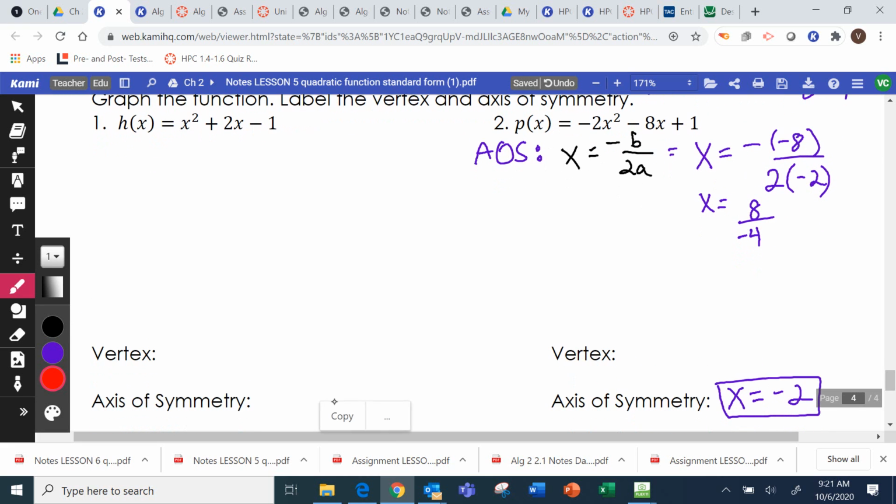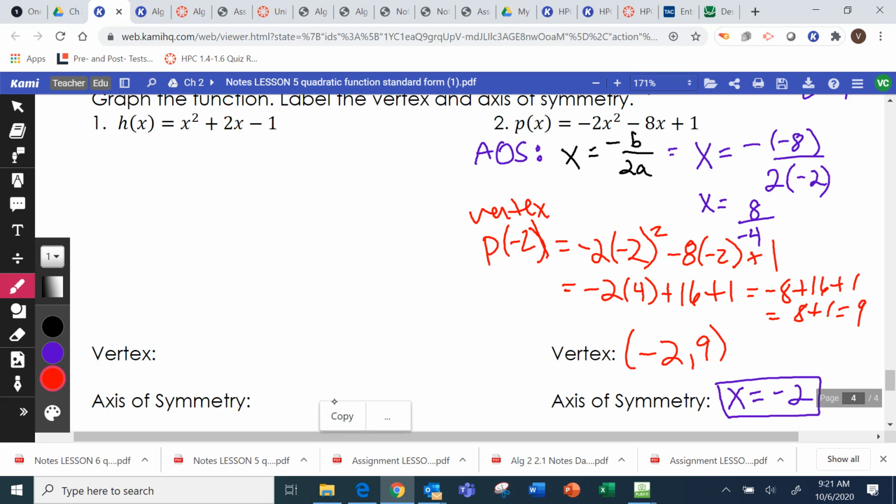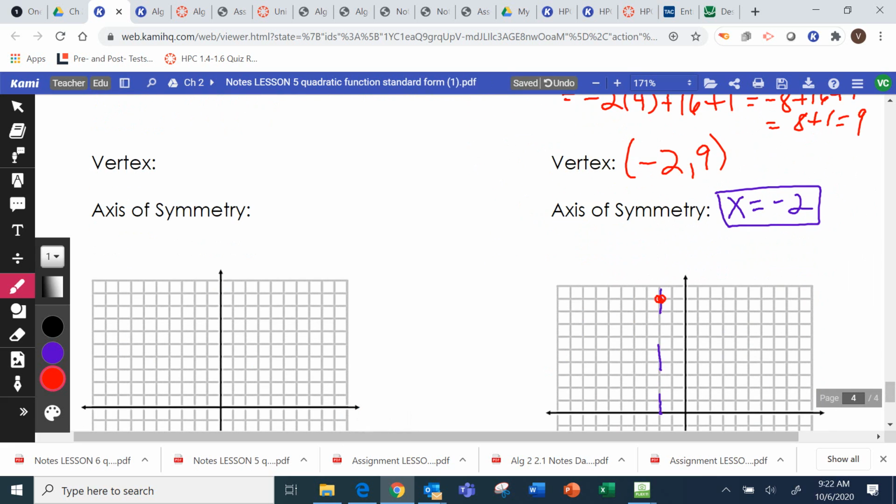For the vertex, you have to plug in negative 2. Now, do I always plug in negative 2? No. I'm plugging my axis of symmetry into the equation. So we do negative 2 times negative 2 squared minus 8 times negative 2 plus 1. Negative 2 times 4 plus 16 plus 1, so negative 8 plus 16 plus 1, so 8 plus 1, 9. Negative 2, 9. My graph, negative 2, 9.